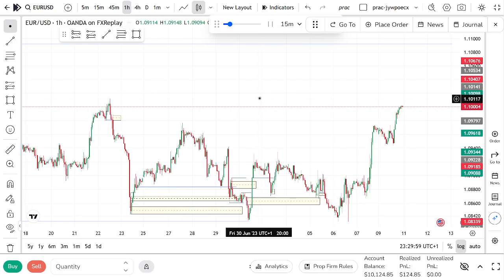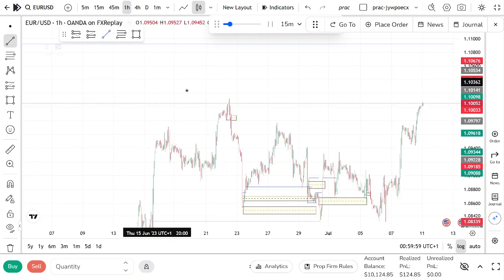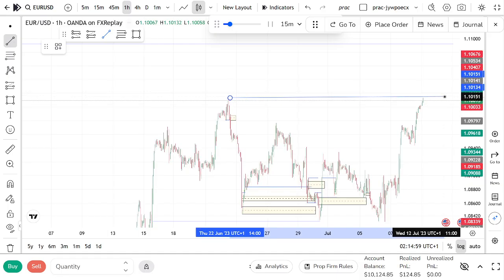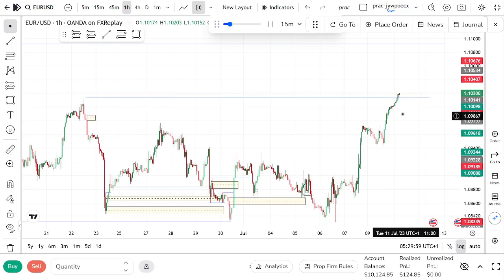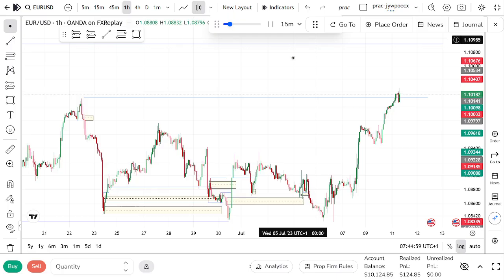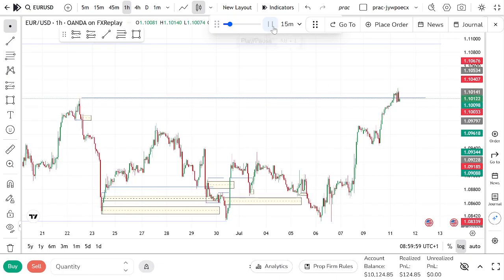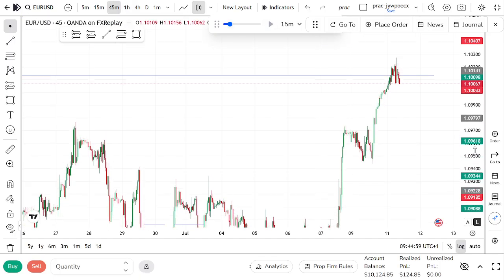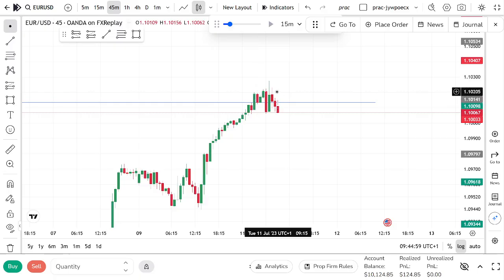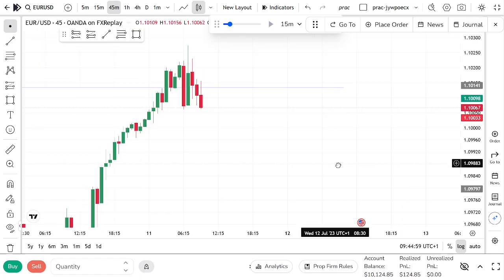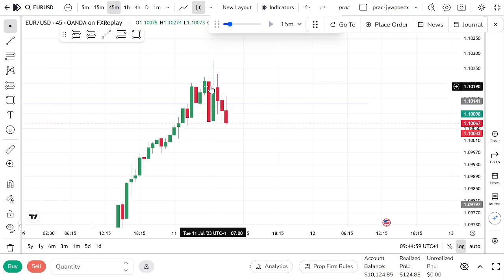1 hour, higher highs, higher lows. Price don't break this one. Let's see if price will give us a short, maybe 1 to 1 or 1 to 2. Yes, I think we can see a 1 to, probably 1 to 1. You can see a 1 to 1 around this level.